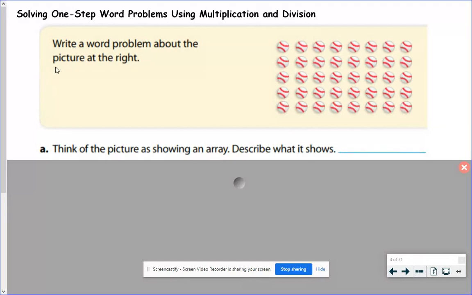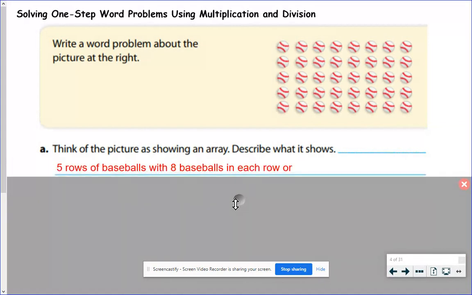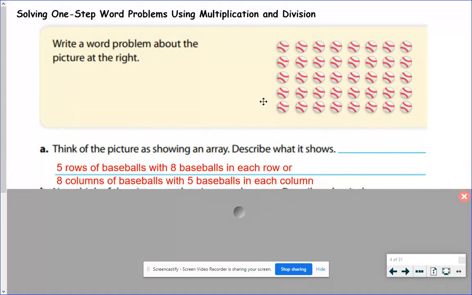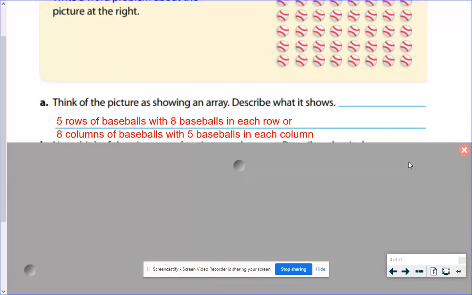We're going to go through these steps and figure out how to write a word problem about this picture right here with the baseballs. Think of the picture as showing an array. Describe what it shows. So in class we talked about how it's 5 rows of baseballs with 8 baseballs in each row. Or some of the students looked at it and saw that it was 8 columns with 5 baseballs in each column. So either way, we have the same amount in all. It's just a different way of looking at it.